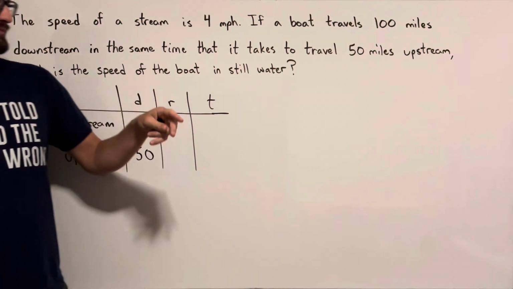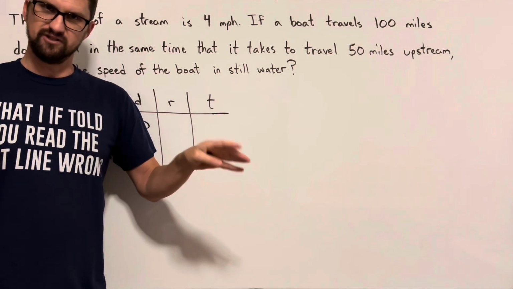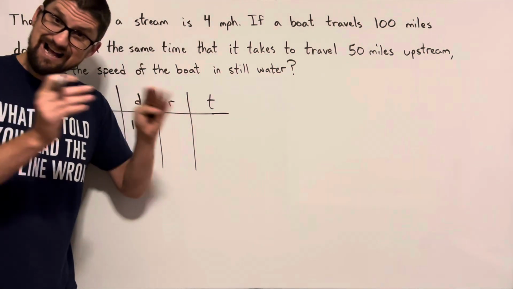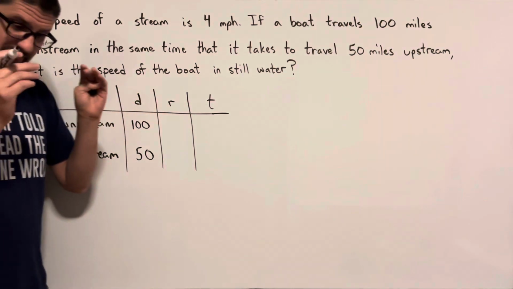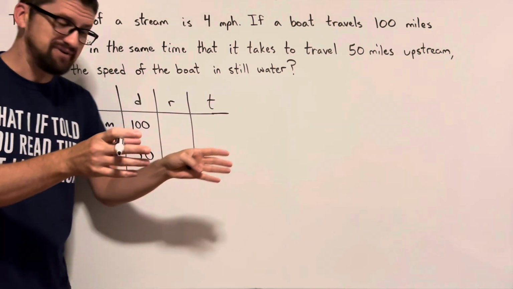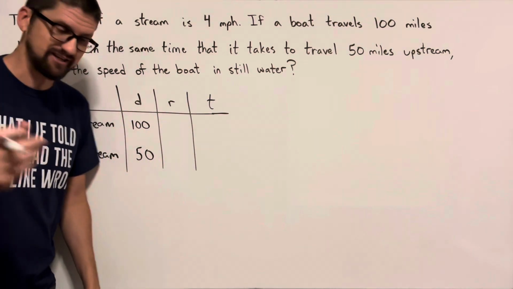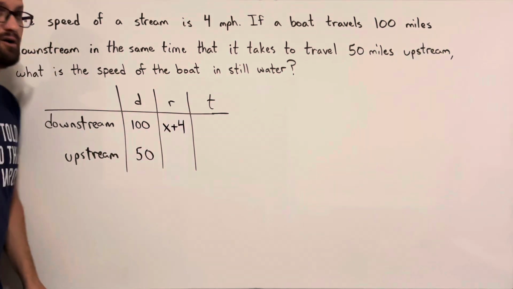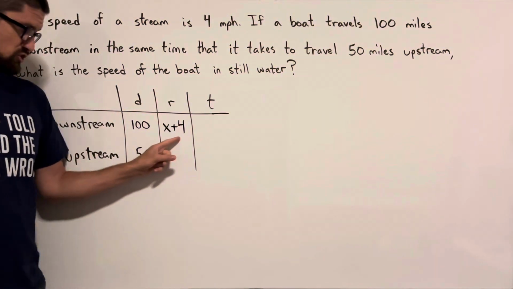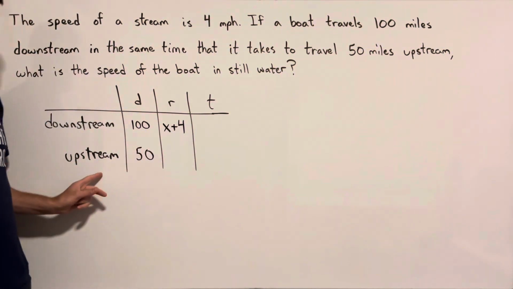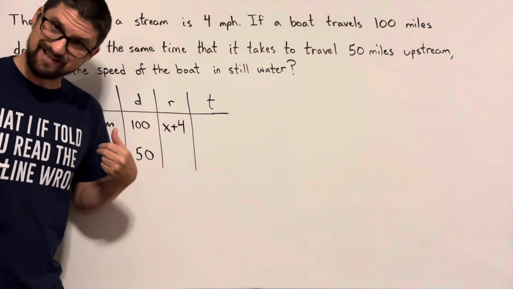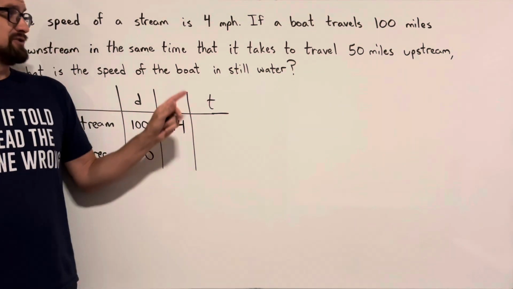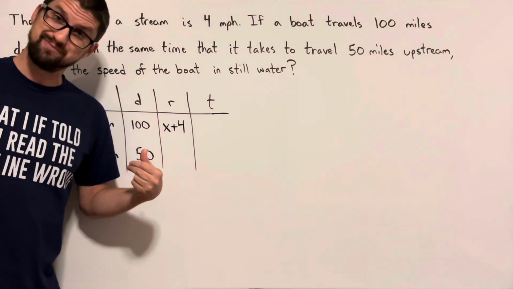I'm looking for the speed of the boat if there was no current. Let's let that be X. So if the current is 4 and I'm going downstream, then that 4 is adding to my speed of X. So downstream, the speed is going to be X plus 4. The stream is speeding you up. Now upstream is when you're fighting against the current, so it's going to slow you down. So if you were going X miles per hour, the 4 miles per hour would slow you down. So it's going to be X minus 4.